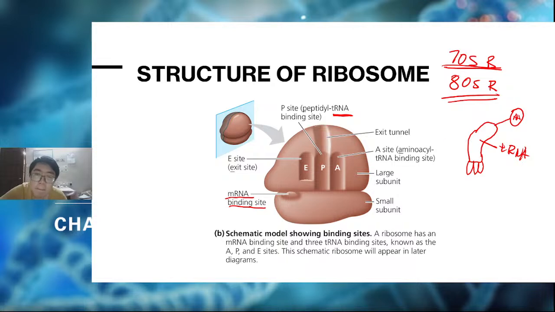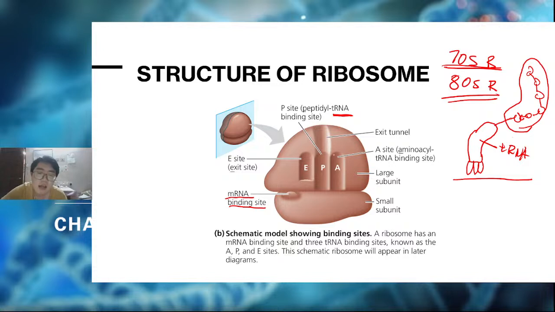The P site is the peptidyl tRNA binding site. It also looks like this, but it contains a peptide chain. It has many amino acids, it is the peptide chain one. The other one has only one amino acid. But this particular tRNA binding site is used for the tRNA that has the peptide chain on it. The E site is the place where the tRNA will be released. It is for releasing the tRNA.